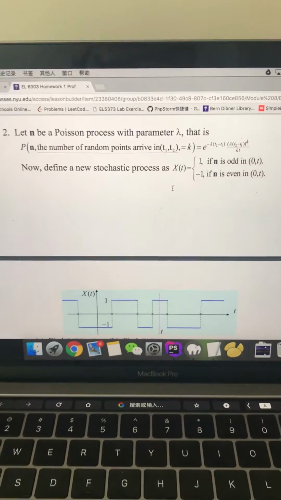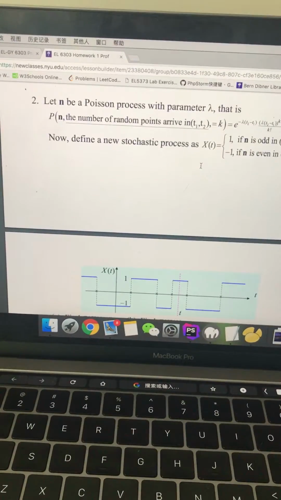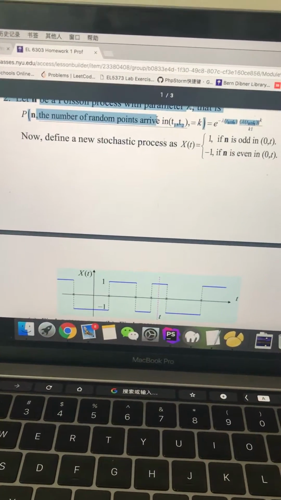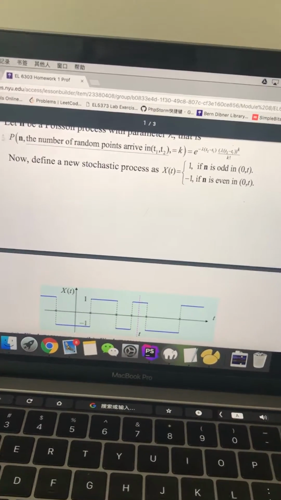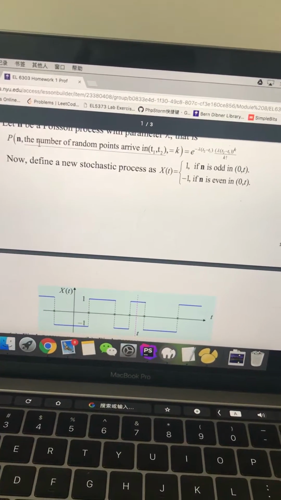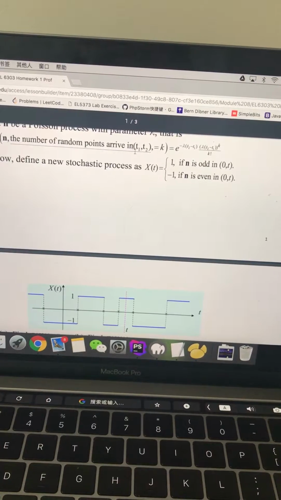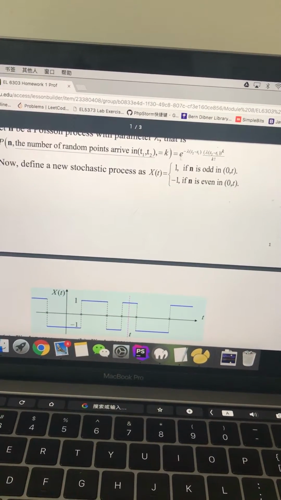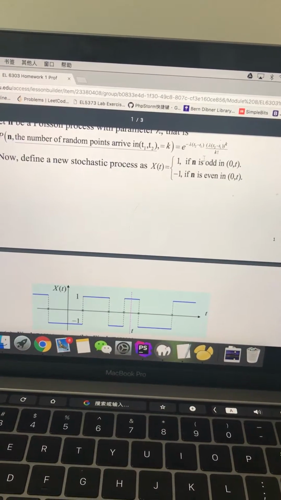Okay, and here is problem 2 of homework 8. Let's see the question. Let N be a Poisson process with parameter lambda. And here we already know from many homeworks that the probability of the number of random points arrived in (t1, t2) being equal to 0 follows from the Poisson process, so we have this.